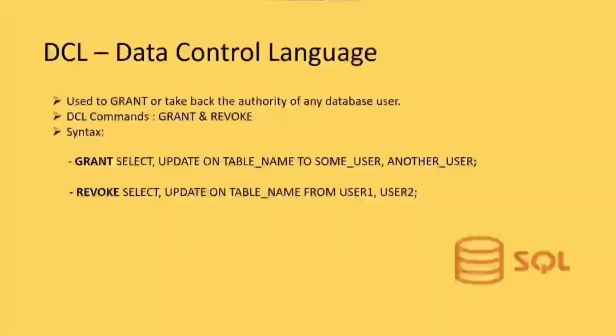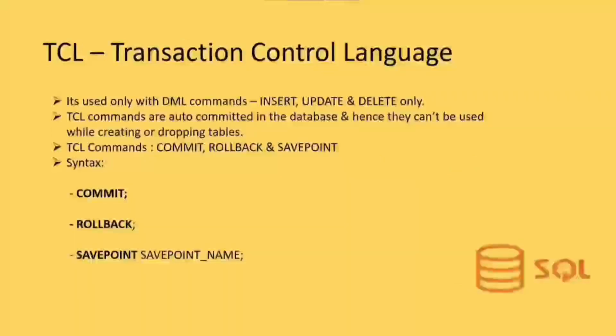Now let's go to DCL, that is data control language. It is used to grant or take back the authority of any database user. There are two commands, grant and revoke. We will see this in detail in our later sessions. Now we will see TCL, transaction control language. It is used with DML commands: insert, update and delete. TCL commands are commit, rollback and savepoint. This also we can see in detail in our next sessions.